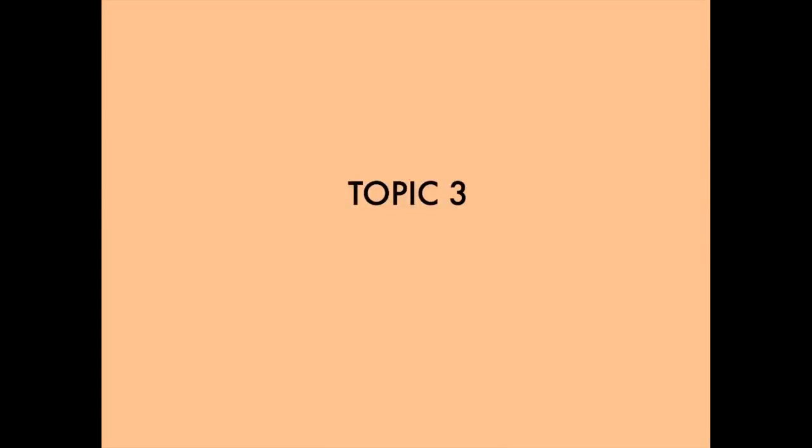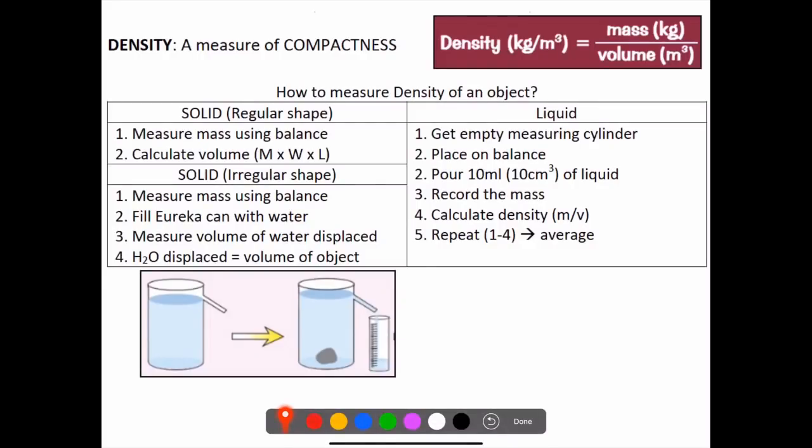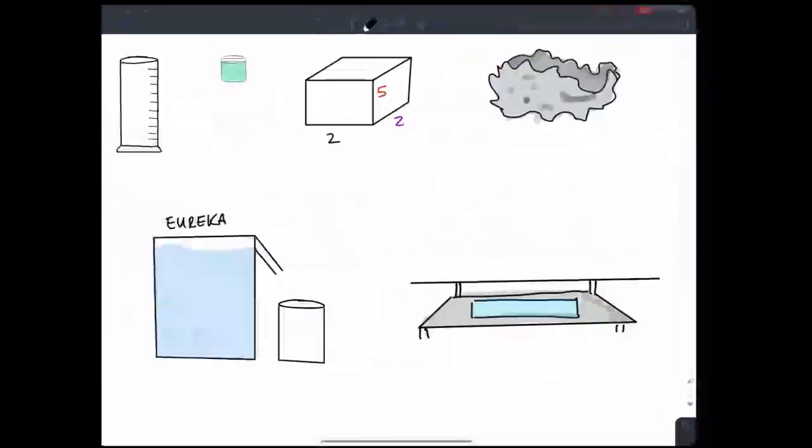Okay, topic 3. So the first part is talking about density. Now, density is mass divided by volume. So to find something's density, you need to know what its mass is, and you also need to work out its volume. Now, there are 3 types of objects that we have to work out the density of, so we're going to talk about them over here.